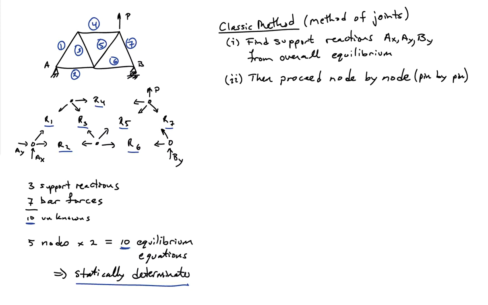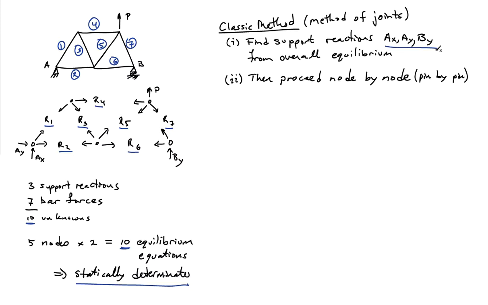This is probably the most classical method of solution, and in this method of solution you would typically find the support reactions AX, AY, and BY using overall equilibrium of the truss. So just draw the free body diagram of the truss as a single entity, and then find AX and AY and BY, and then you would proceed node by node, or pin by pin, or joint by joint, depending on the terminology you want, through the truss, trying to determine R1 through R7.